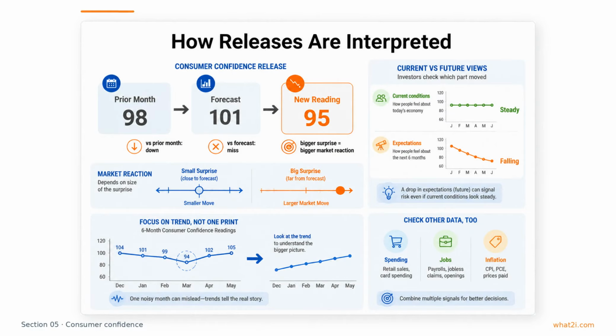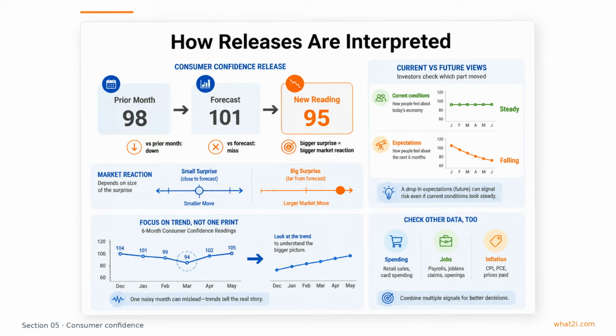Markets interpret confidence releases by comparing the new reading with both the prior month and the forecast. A small change may not matter much, but a meaningful surprise relative to expectations can affect sentiment across markets. It is also important to see which part of the survey moved. If current conditions are steady but expectations weaken, that can signal caution about the months ahead even if the headline does not collapse. One noisy monthly print should not be overemphasized, especially if the broader trend is still intact. The most useful approach is to combine the latest number, the surprise, and the multi-month direction.